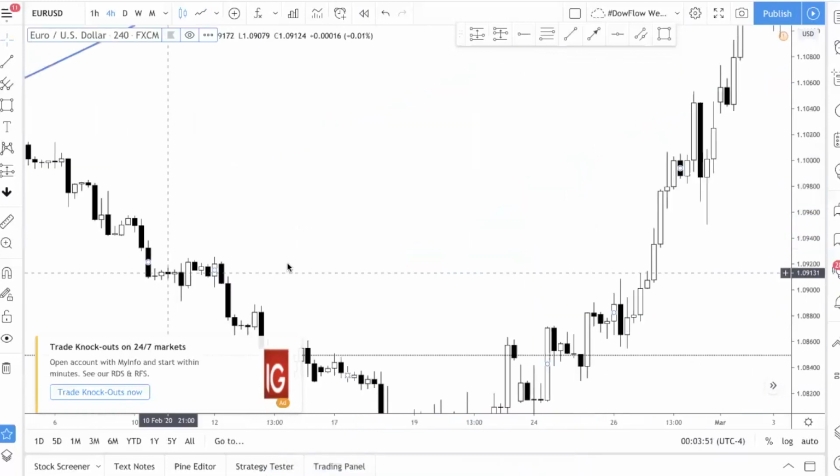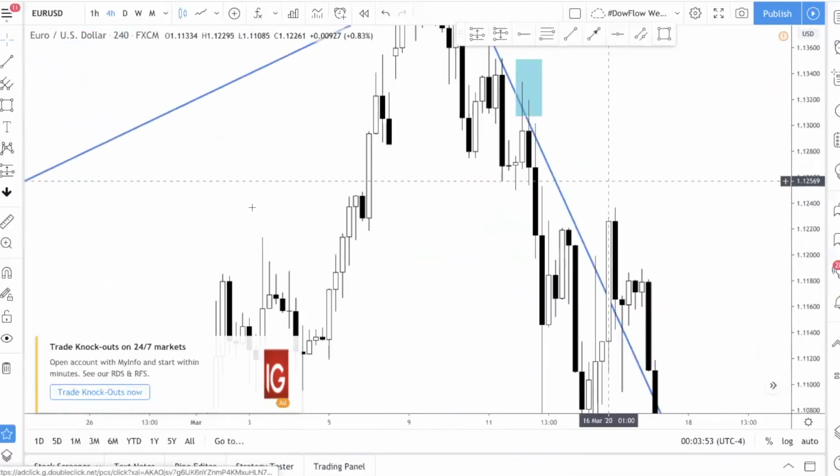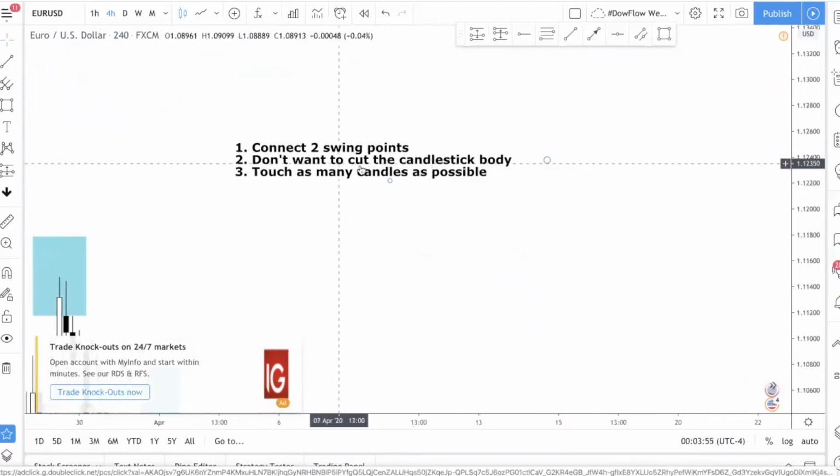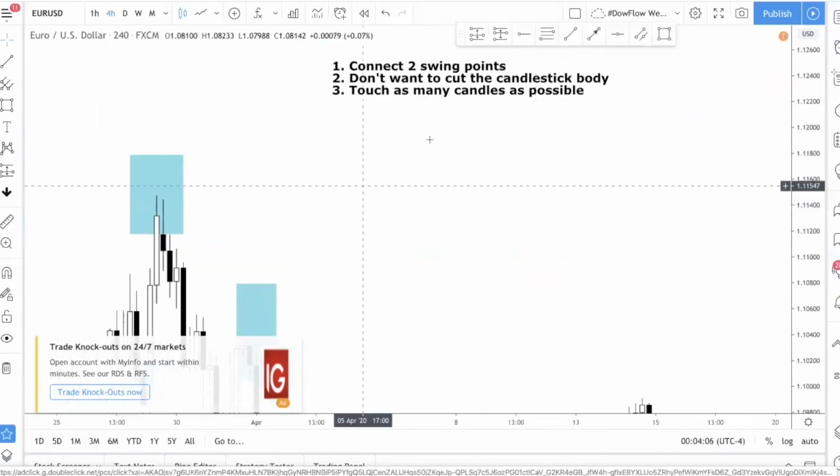These are the three steps. If you need to write it down, let me just come back here. Number one, you connect two swing points, be it a swing high or swing low. Number two is you don't want to cut the candlestick body, and number three is you want to touch as many candles as possible. So this is how you draw a trend line.